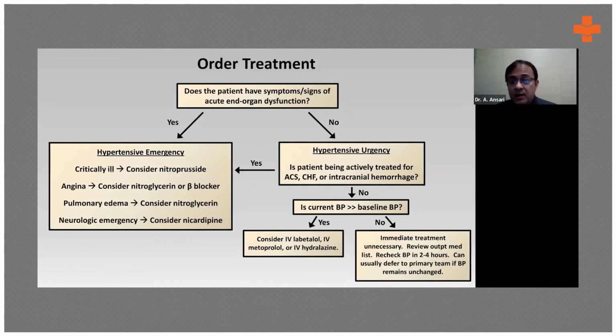In the case of angina, nitroglycerin and beta blockers act well. Intravenous nitroglycerin acts very well in angina, and at the same time it works well in left ventricular failure and pulmonary edema also. If you have a neurological emergency, you can consider nicardipine. As compared to that, in an urgency you can go with a tablet, the oral form. You can even consider a single shot or bolus of labetalol or metoprolol.